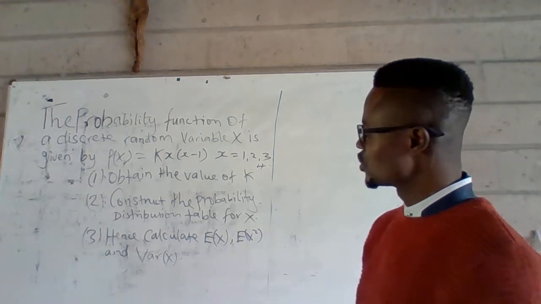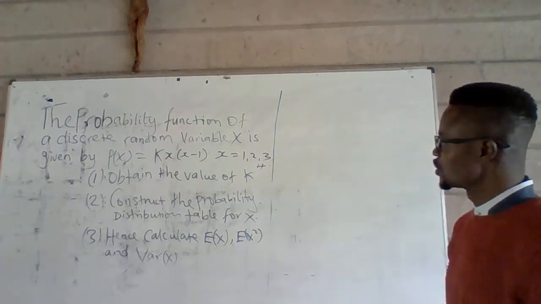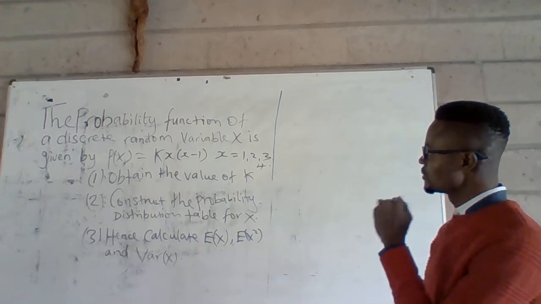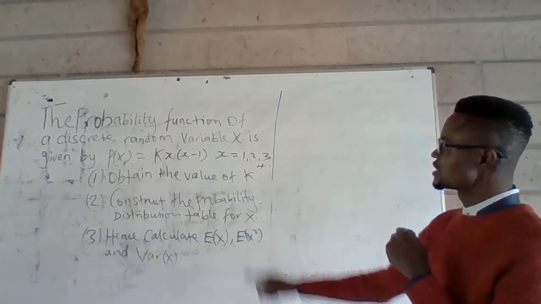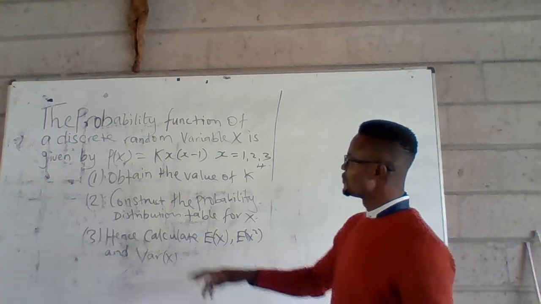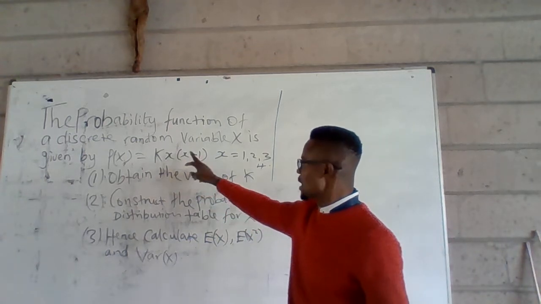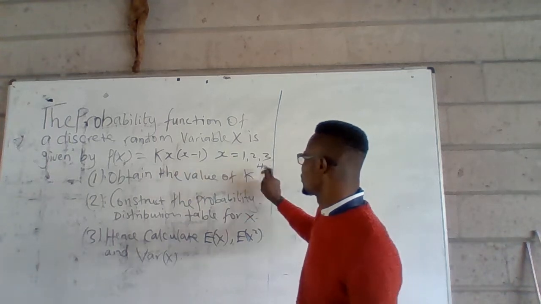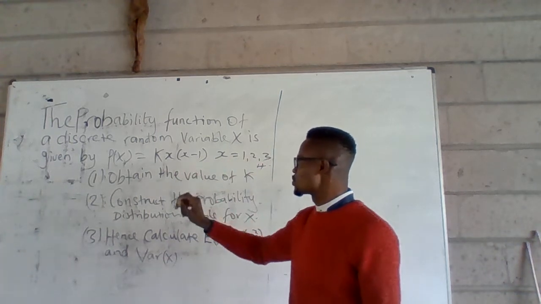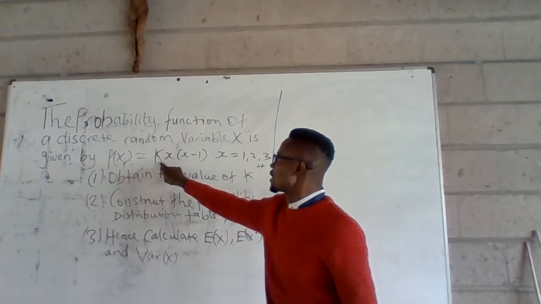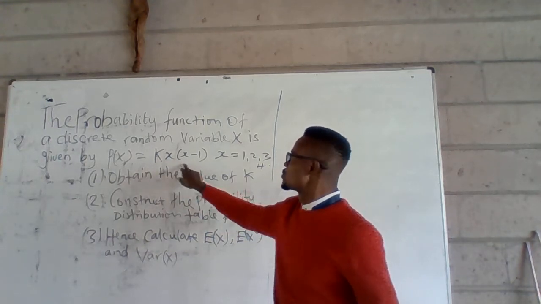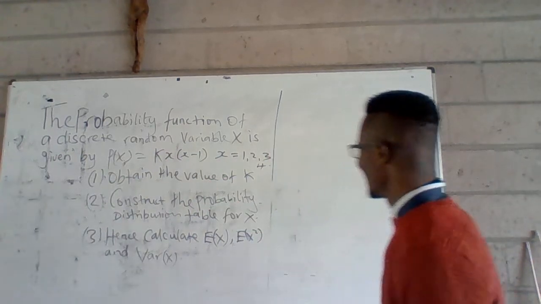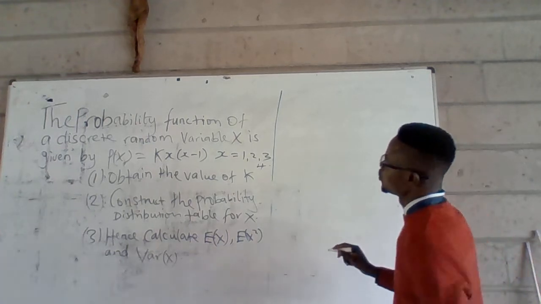So let me show you what to do. Here we have a question: the probability function of a discrete random variable is given by this P(x). The probability of x is kx(x minus 1), where x ranges from 1 up to 4. So the first thing to do is to obtain the value of k. K is a constant, so we have to find out what to do in order to obtain the value for k. Let me quickly show you.